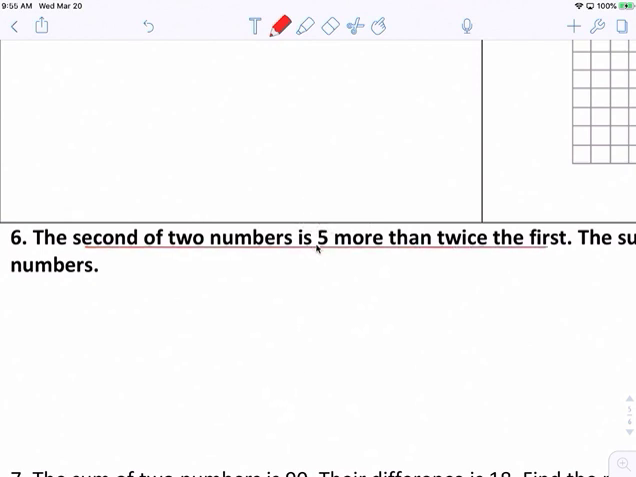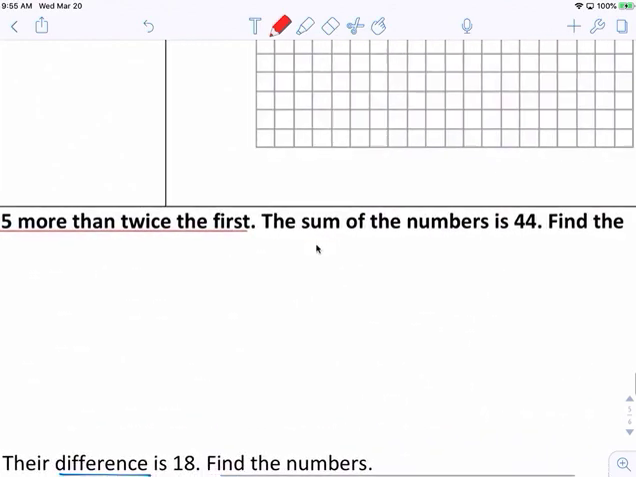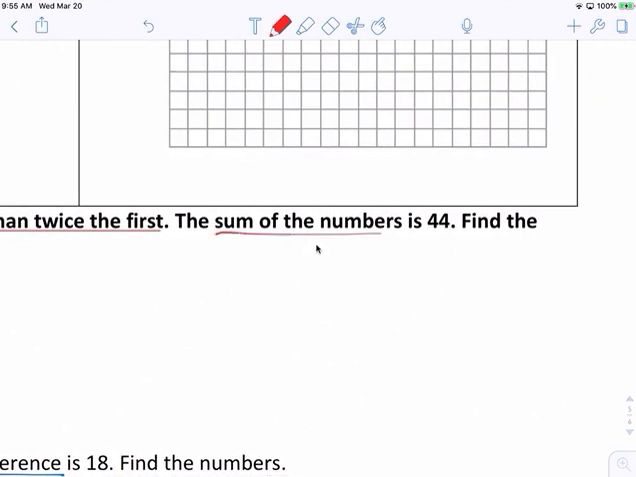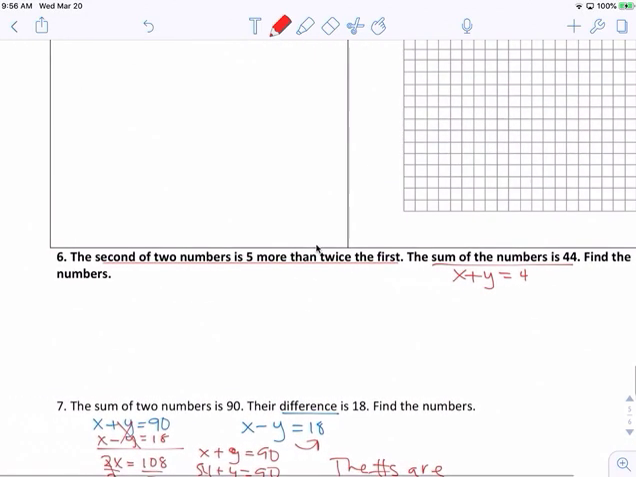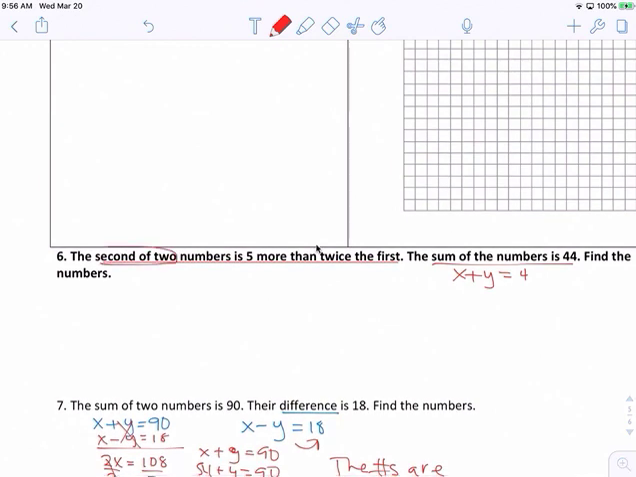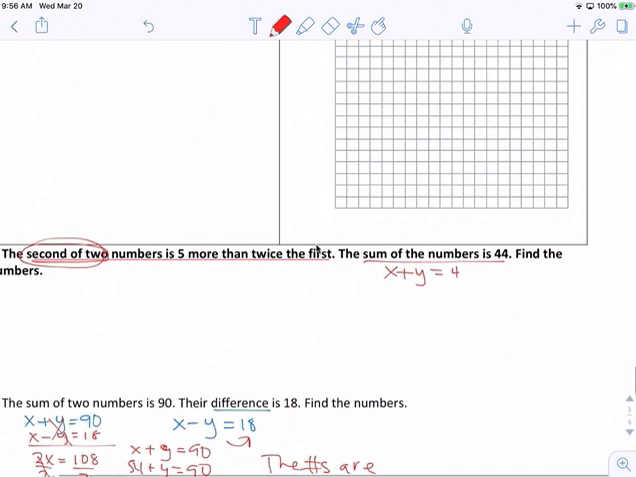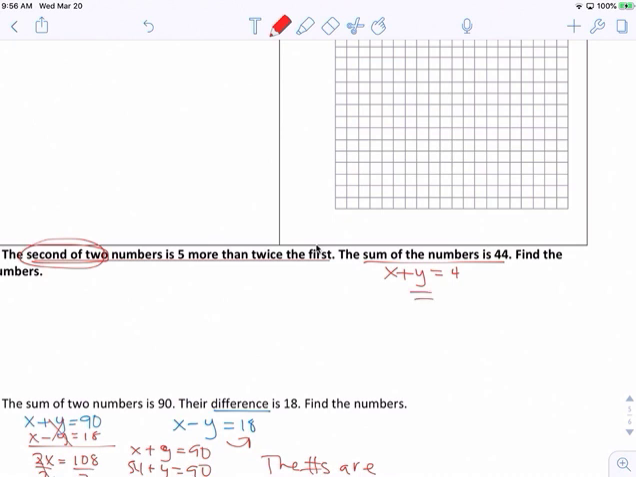Here, the second of the two numbers is 5 more than twice the first. That's too hard. The sum of their numbers is 44. So I know x plus y equals 44. Find the numbers. Okay. The second of the two numbers is y. This is the first. So x is the first number. Y is the second number.